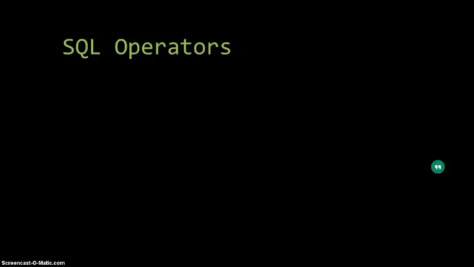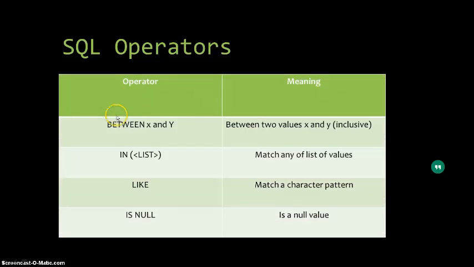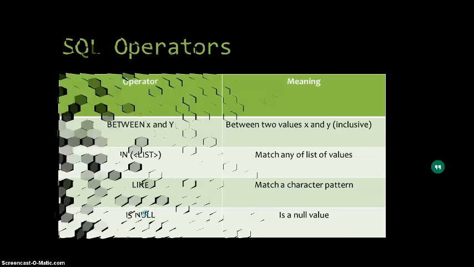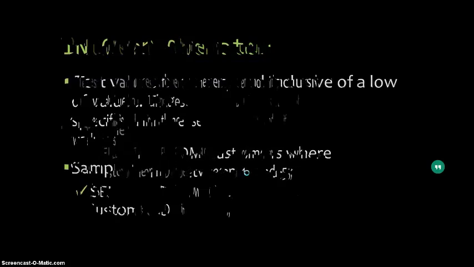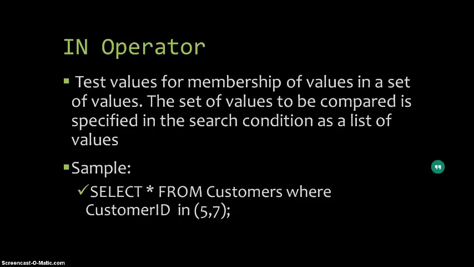SQL operators include BETWEEN x AND y, IN, LIKE, and IS NULL. The BETWEEN operator matches values between and including the low and high range. For example, SELECT * FROM customers WHERE customer ID BETWEEN 1 AND 5. The IN operator matches values that are members of a set of values. The set of values to be compared is specified in the search condition as a list of values. Sample: SELECT * FROM customers WHERE customer ID IN (5, 7).